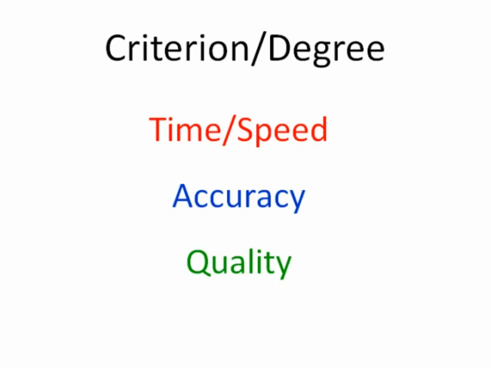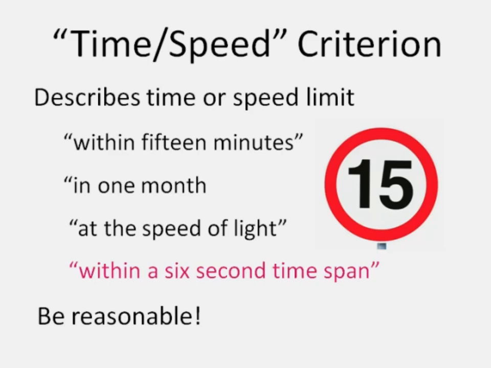Okay. So within the criterion or degree area of the objectives, there are three general subcategories: time and speed, accuracy, and quality. So when we talk about time and speed, this should actually help clarify more what a criterion actually is: describe the time or speed limit. Think about when you give your students an exam. During final exam week, they have an extended period of time to take an exam. What if the student wanted to go past the, what is it, an hour and 50 minutes? Probably not, right? You've got this amount of time, and then that's the way it is.